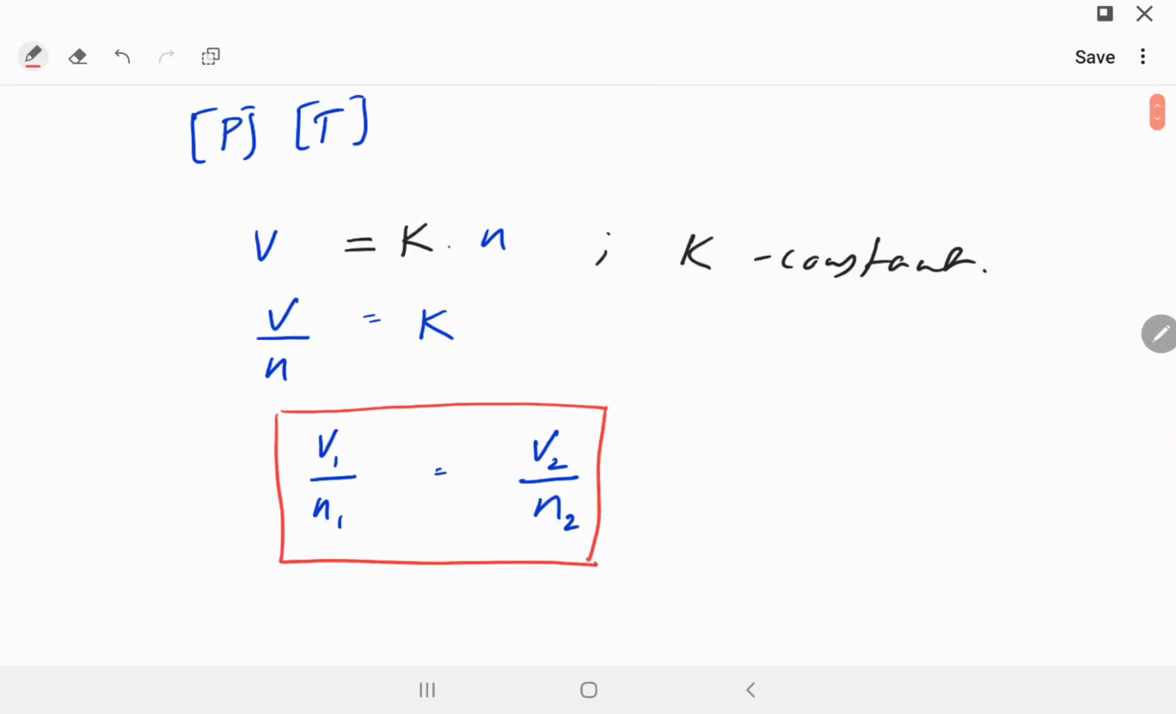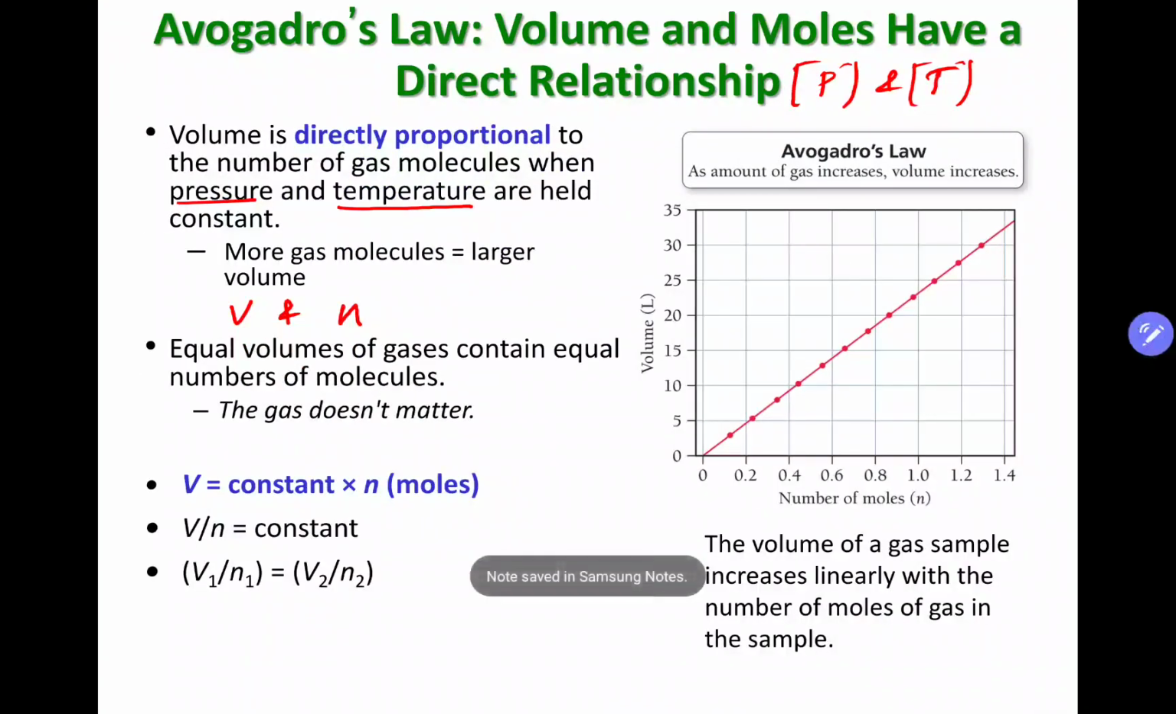And what are 1 and 2? They are two different situations for a gas sample. You can say the initial and final state of a gas. Keeping that in mind, let's go back to our lecture note.